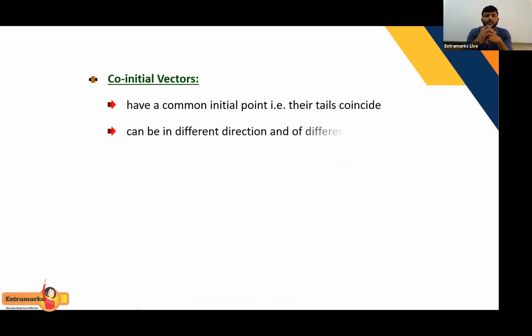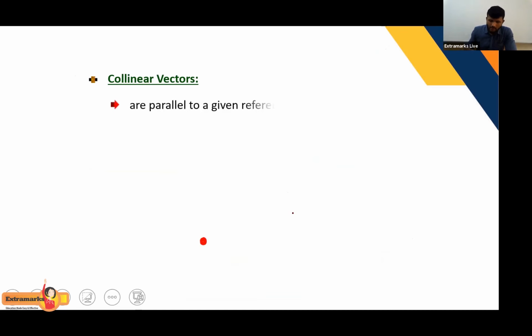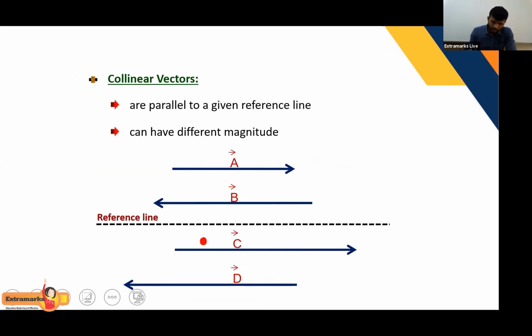The next type of vectors are co-initial vectors. You know that co means same, and initial means initial point. If the vectors have the same initial point, then all the vectors are called co-initial vectors. Here you can see all the vectors are originating from point O. That's why they are co-initial vectors. Now, we have already discussed collinear vectors. When they are parallel to each other, they are called collinear. Collinear means they should be along the same line, right?